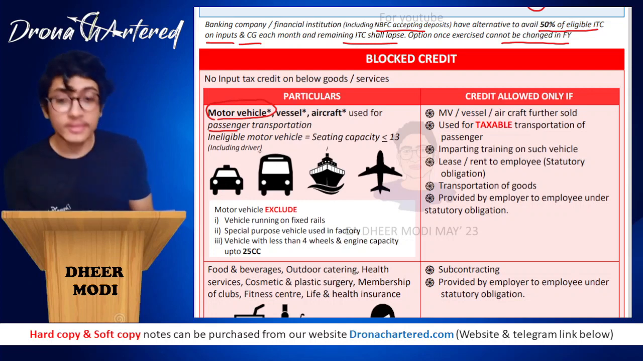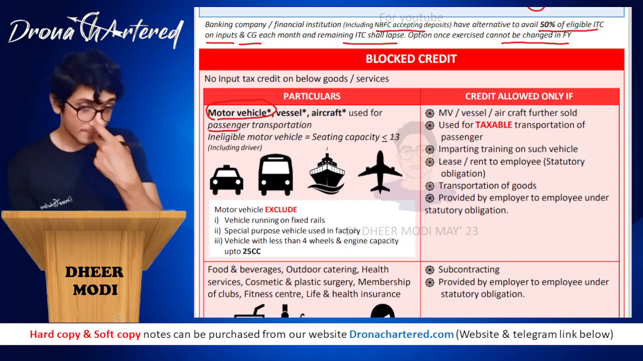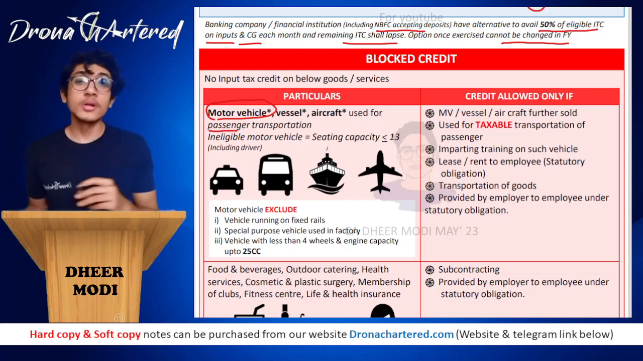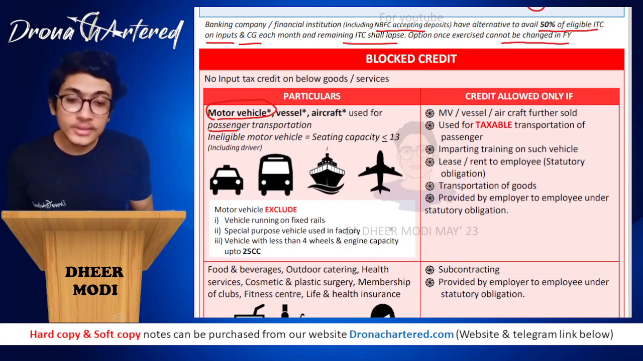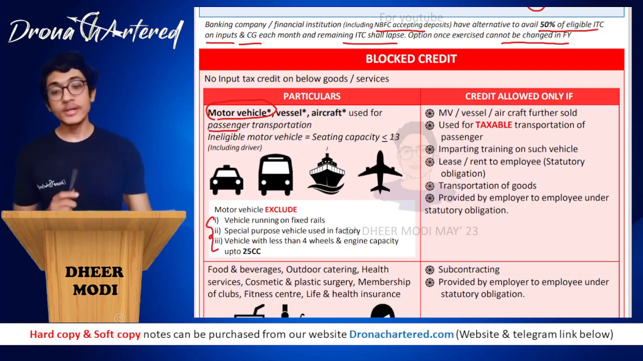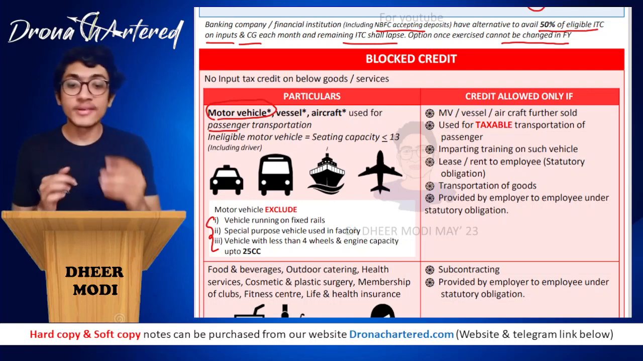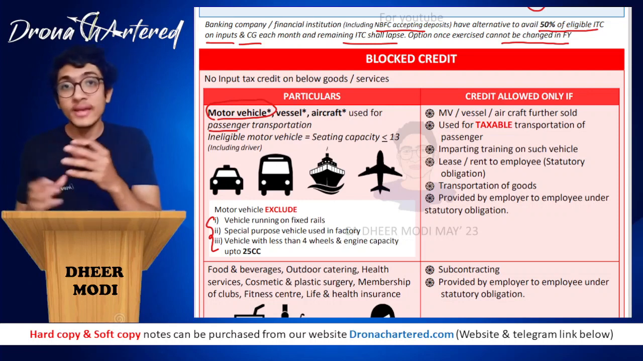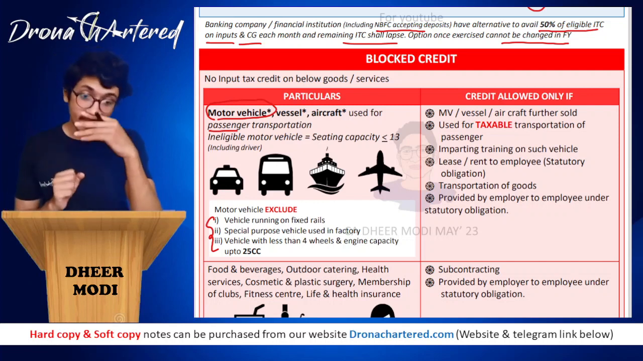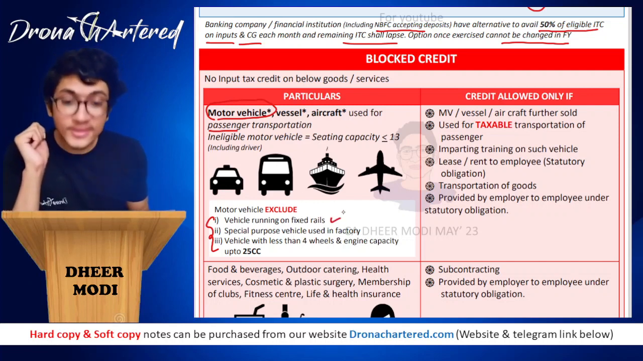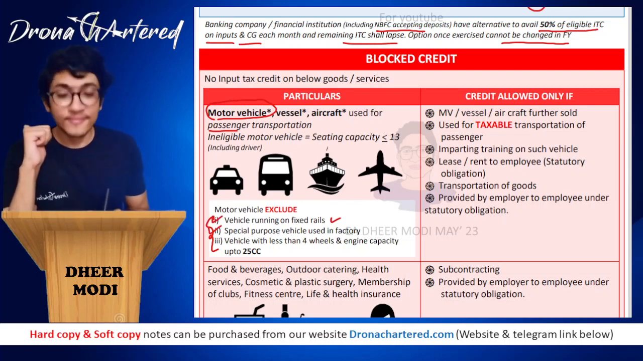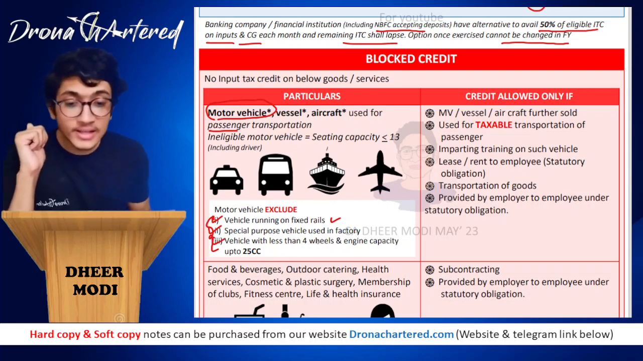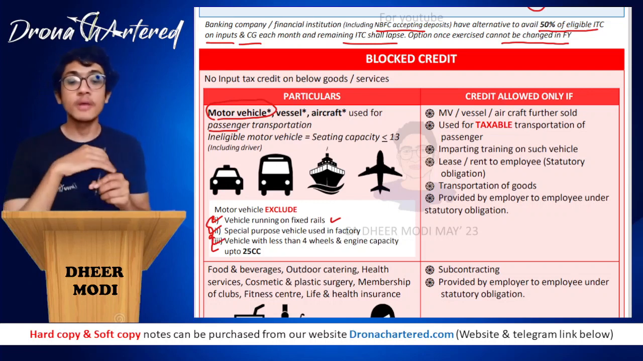Now motor vehicle excludes, over here you have to remember, there is no credit on motor vehicles. So when we say motor vehicle excludes, this means that there will be credit on these items, correct? Got it? Because motor vehicle is already in the negative list. And if we are excluding something from motor vehicle, that means those items' ITC will be available. So vehicles running on fixed rails, this can be your trains. The next is your special purpose vehicle used in factory. And third is vehicles with less than 4 wheels and engine capacity up to 25 cc.